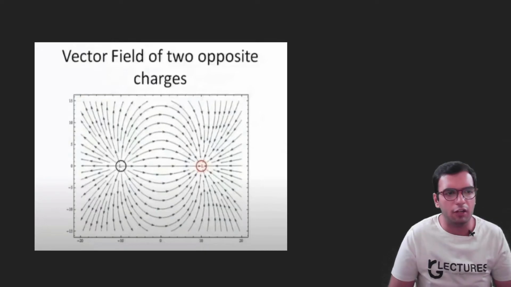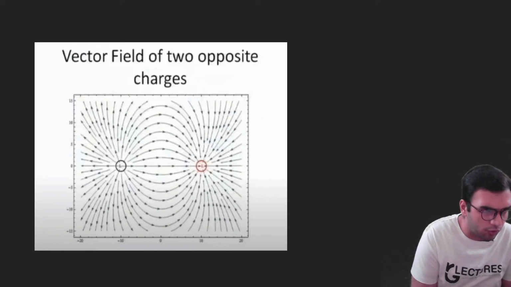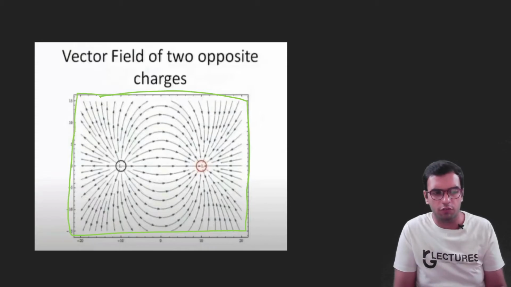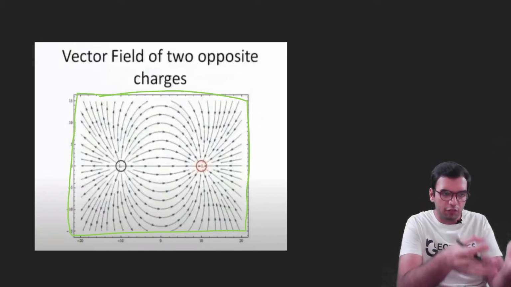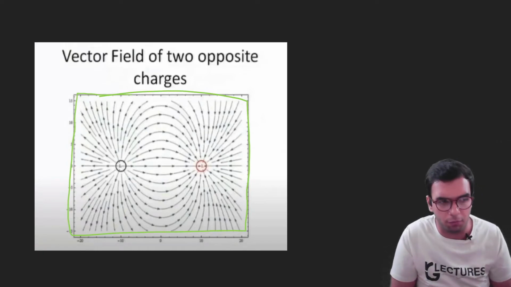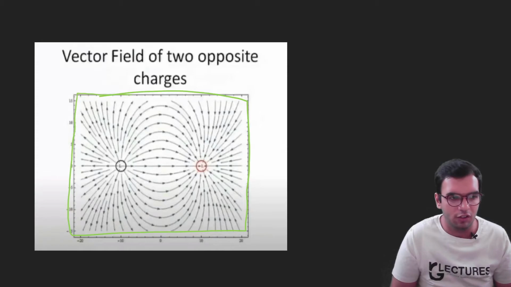For example, this is the vector field of two opposite charges. You can see this is the field. The whole rectangular box, or the square, is the field, because I can see some value and direction for mostly all the points in this space. So this is a vector field of two opposite charges. Okay, so I think everything is clear here.